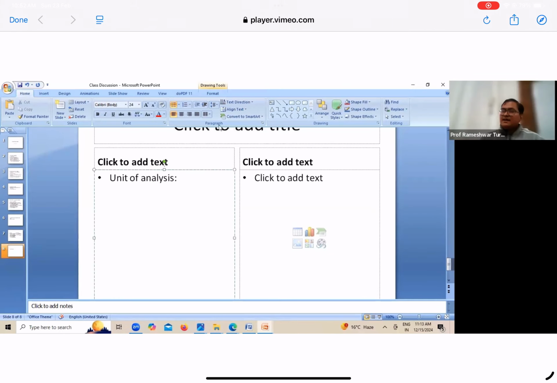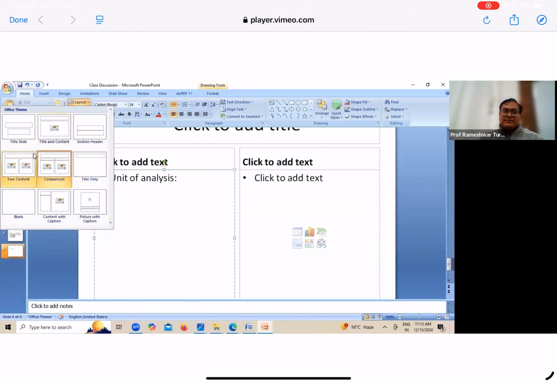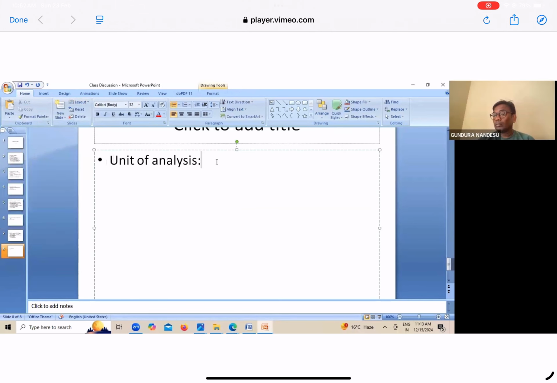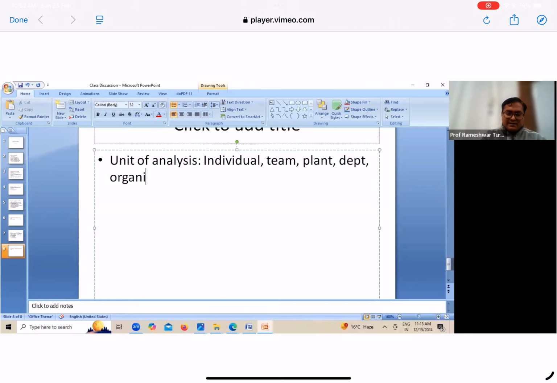Unit of analysis. Unit of analysis can be individual. It can be team. It can be plant. It can be department. It can be whole organization. It can be industry, IT industry, so on and so forth.